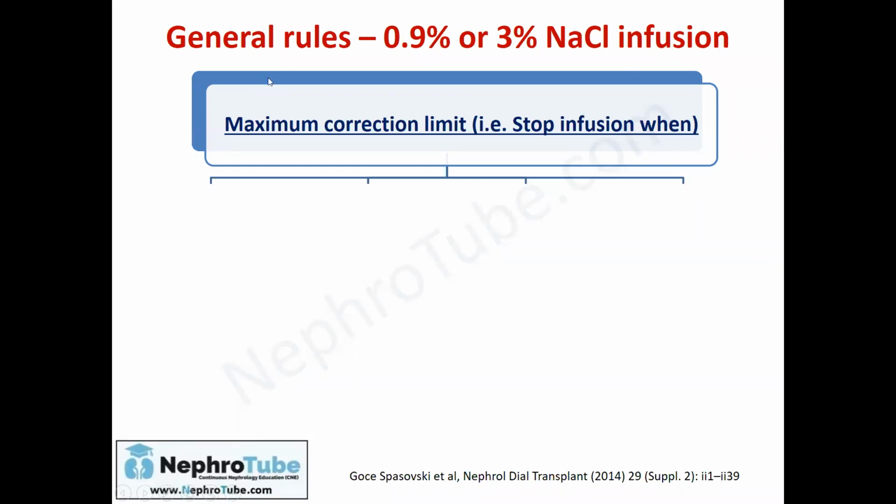We will use, in some cases, to treat hyponatremia, 0.9% sodium chloride saline, or hypertonic saline, 3% sodium chloride infusion. Whichever one we use, according to the indication, as I will tell now, there is a general rule for the maximum correction limit, or in other words, when to stop the hypertonic or the isotonic infusion in the treatment of hyponatremia, whatever the etiology.